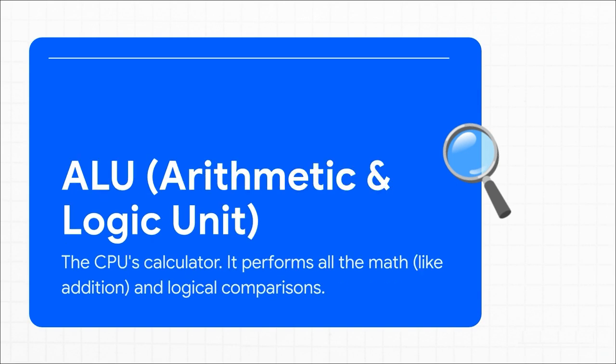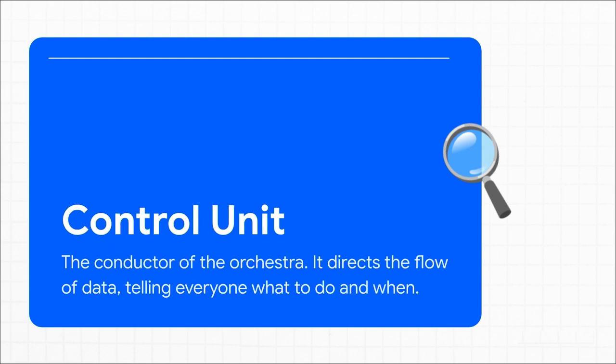Next up is the ALU, which stands for the Arithmetic and Logic Unit. This is the real math whiz of the operation. Anytime an instruction says to add something, subtract something, or make a comparison like, is this bigger than that? The ALU is the part that does all that heavy lifting. It's the calculator. And finally, we've got the control unit.